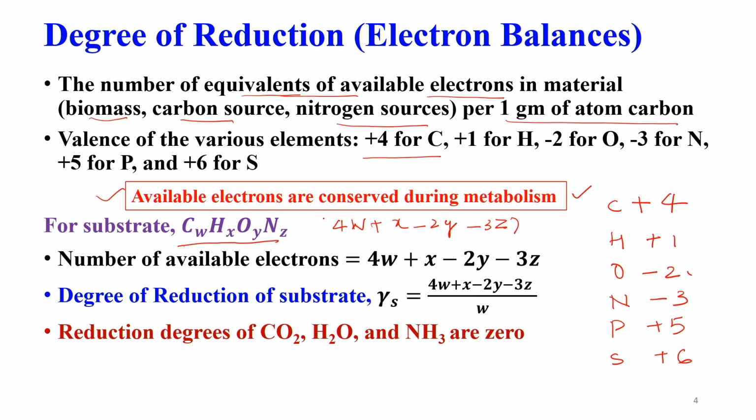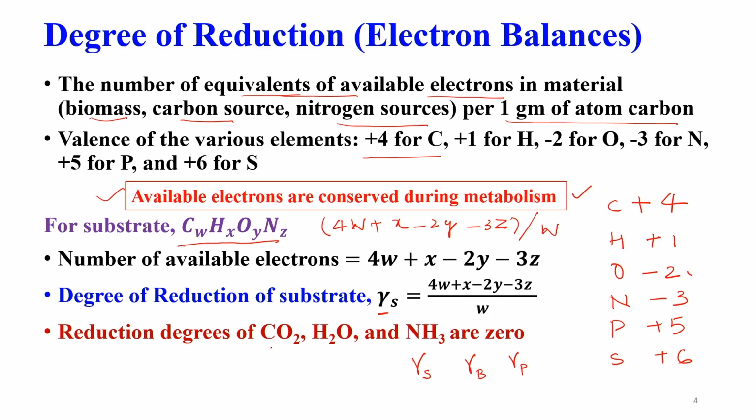Once we sum it up, then we have to calculate per gram atom of carbon. How many carbon atoms are here? It is w. So, we divide this sum by w, and this gives the degree of reduction, which is written as gamma. So, gamma is degree of reduction. If I write S, it is degree of reduction of substrate. If I write B, it means degree of reduction of biomass. If I write P, it means degree of reduction of product.